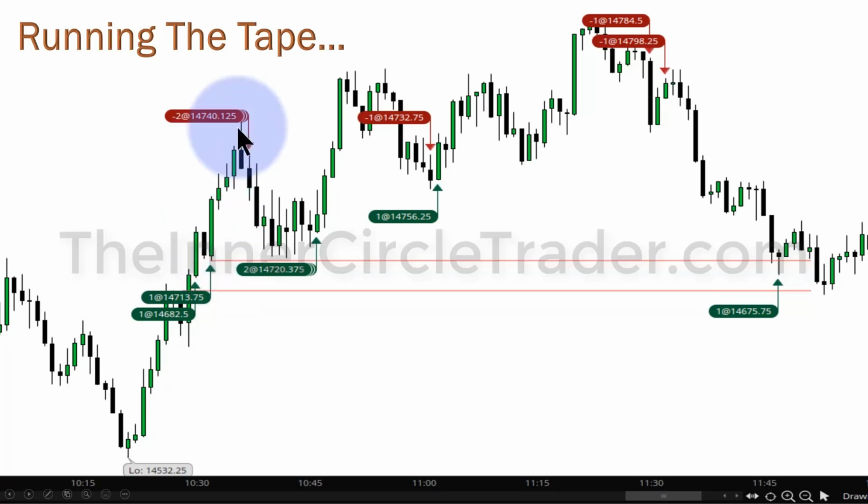And then up here, it's a reversal, and then it comes back down, and I buy it back here in reverse. So I'm selling short here, and I'm buying long here. 740 to 720, that's 20 handles. Going long here at 720, getting out at 732, 12 handles. Then going long here at 756, getting out at 784.5, then going short at 798 and covering at 675.